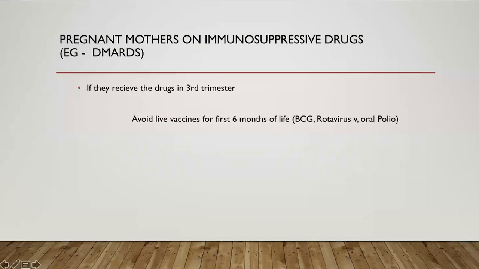Pregnant mothers on immunosuppressive drugs, especially DMARDs, disease-modifying anti-rheumatic drugs, if they receive the drug during the third trimester, you have to avoid live vaccines for the first 6 months of life. And these live vaccines include BCG, rotavirus, and oral polio.